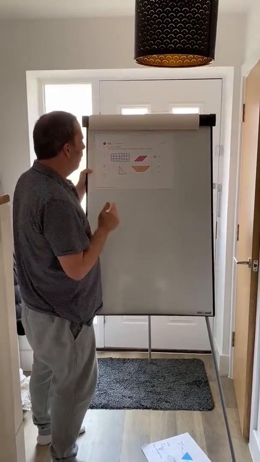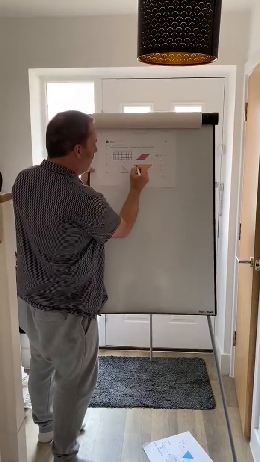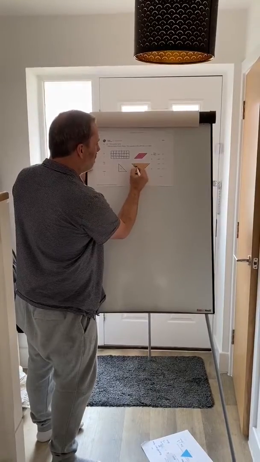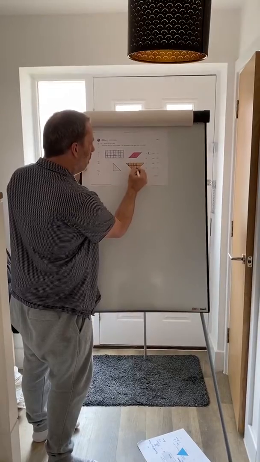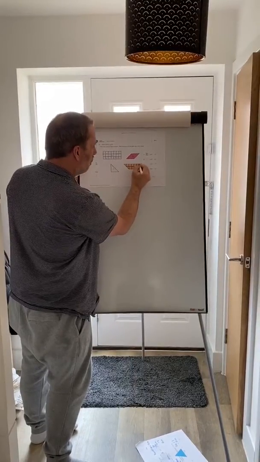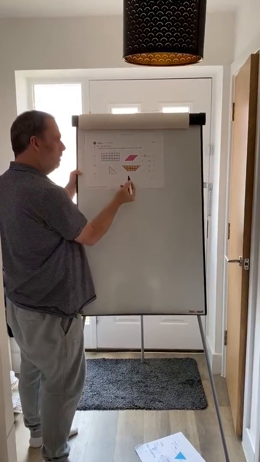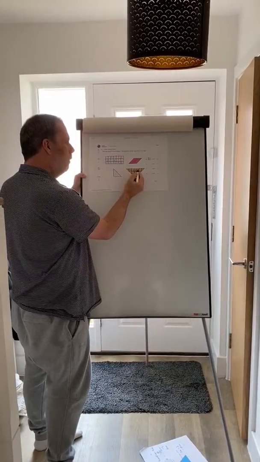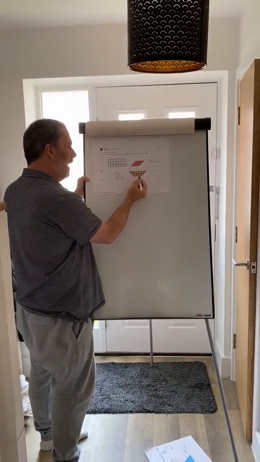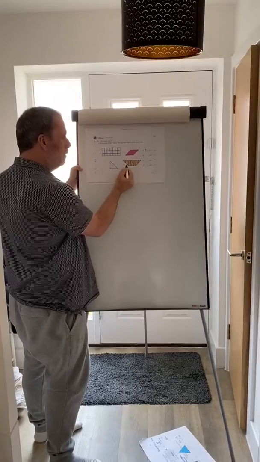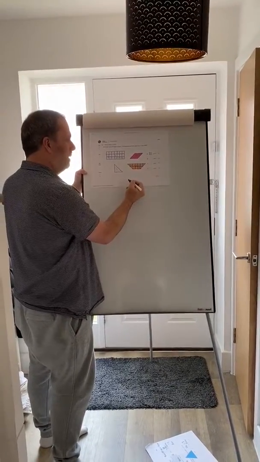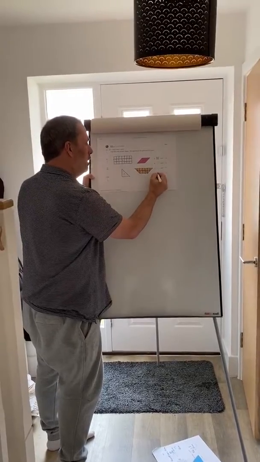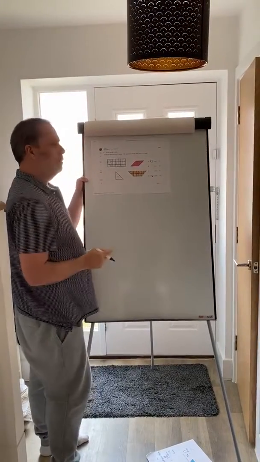I'm just going to do one of them. I'll do the hardest one here. So if I draw the lines going along, I can count the whole squares first. 1, 2, 3, 4, 5, 6, 7, 8. I've got 2 half squares here, that makes 9, and 2 half squares, that makes 10. So my area of this shape is 10 centimetres squared.